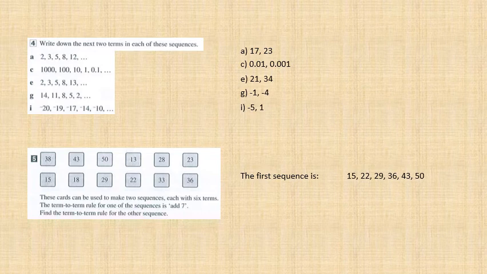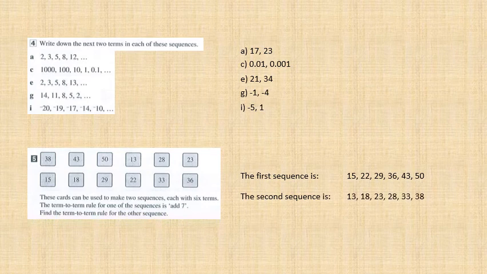So the second sequence is going to be formed with the other numbers. I just wrote down the numbers here in order. I found out that there are 13, 18, 23, 28, 33, and 38. Obviously, I'm adding 5 every time, so the term rule is just to add 5.